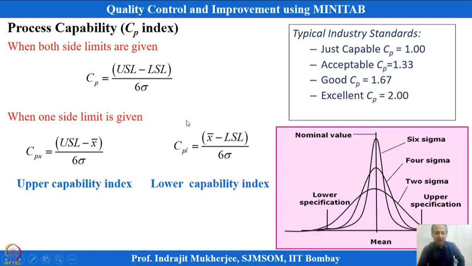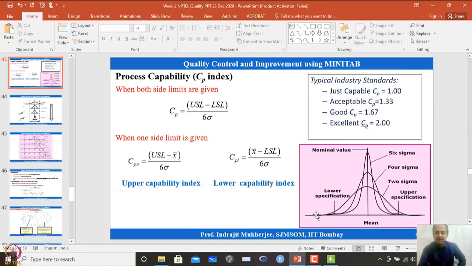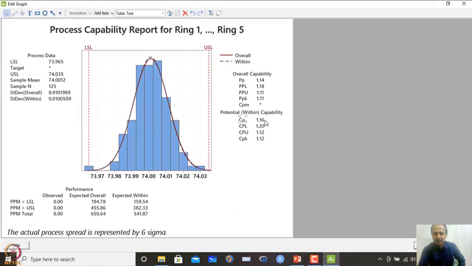There is a method of calculation of standard deviation, so that we have to discuss afterwards. At present we will assume that Minitab has calculated some standard deviation. So this is taken and the output given over here is CP is 1.16. Some way they have calculated the standard deviation, which we will discuss in the next session, how Minitab is calculating this one.